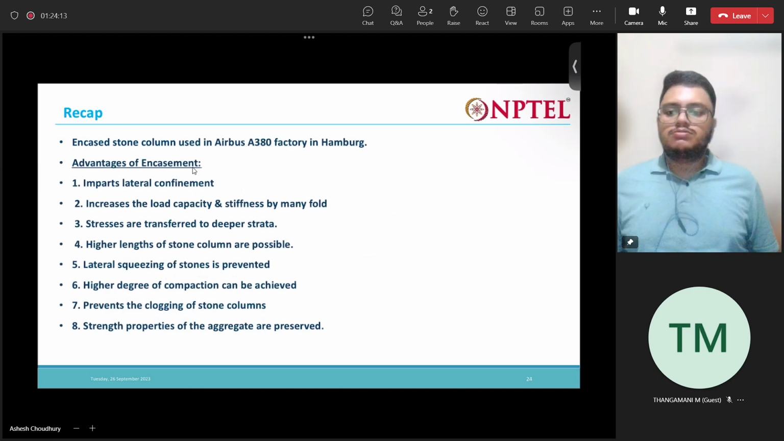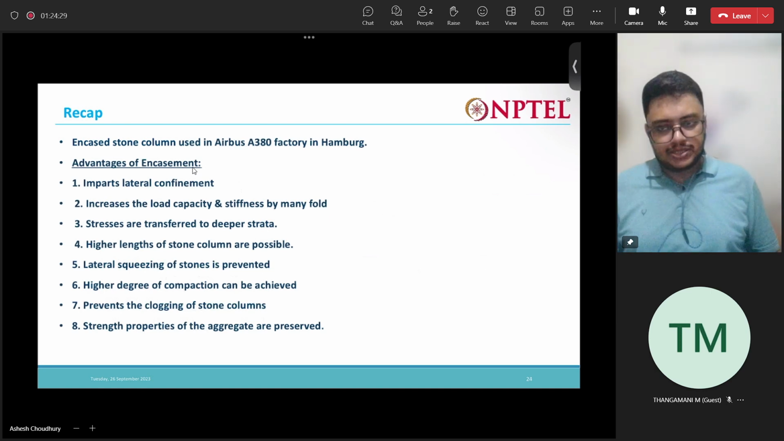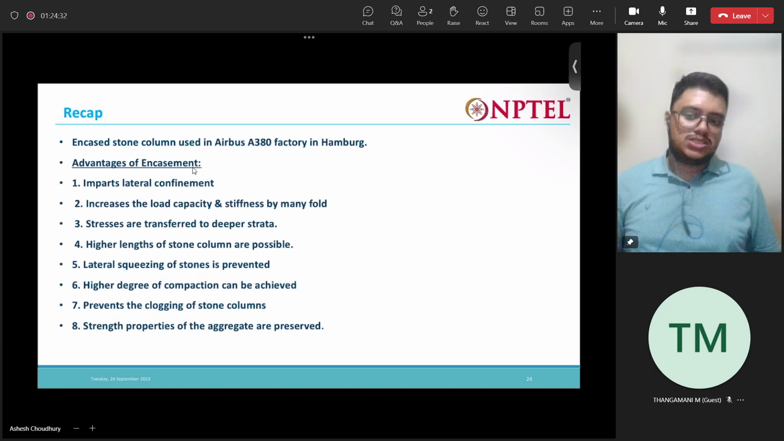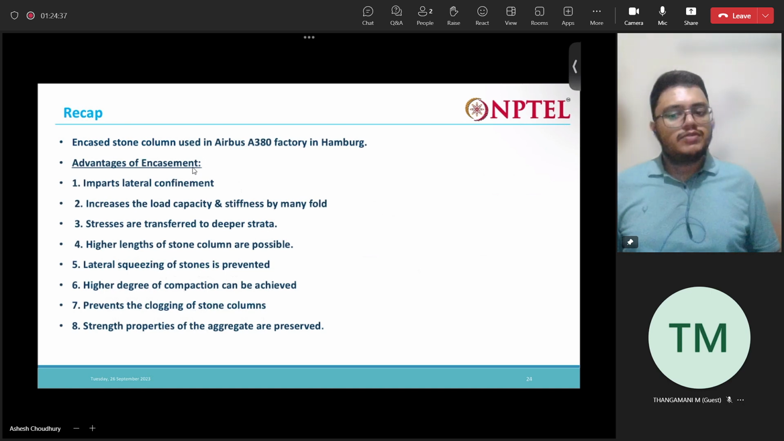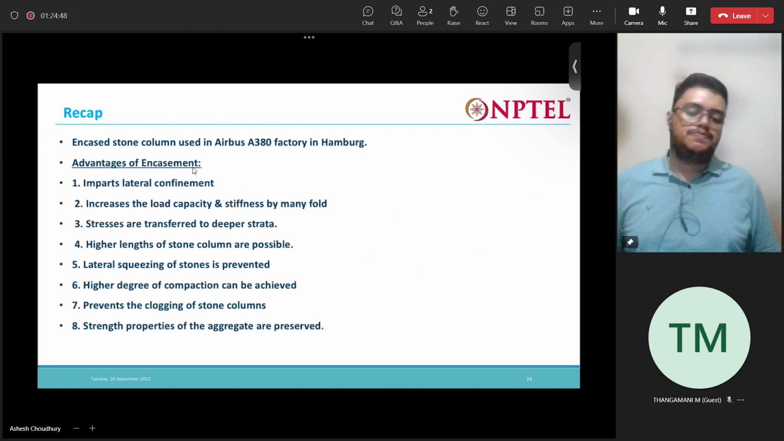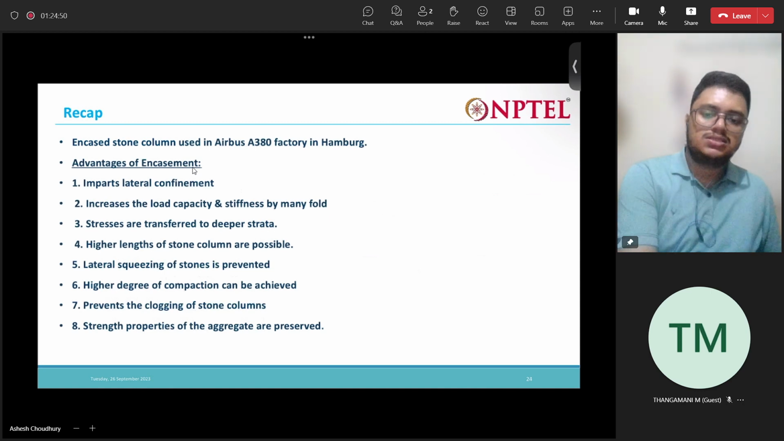Okay, so advantages of encasement: it imparts lateral confinement. As I said, there is extra confining pressure. Due to this confinement, the load capacity and stiffness of the stone column increase many-fold. Stresses can be transferred to deeper strata. Higher lengths of stone column are possible. Lateral squeezing of the stone is prevented. Higher degree of compaction can be achieved. It prevents the clogging of stone columns, and strength properties of the aggregate are preserved. So these are some of the advantages of using encasement.